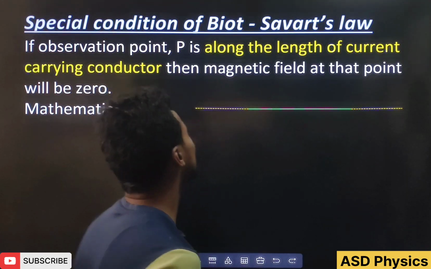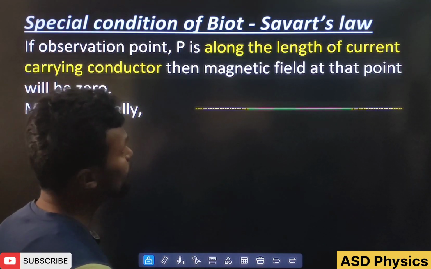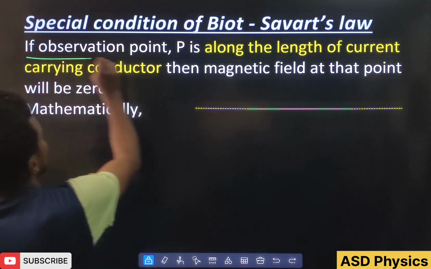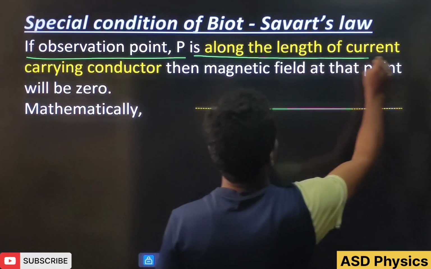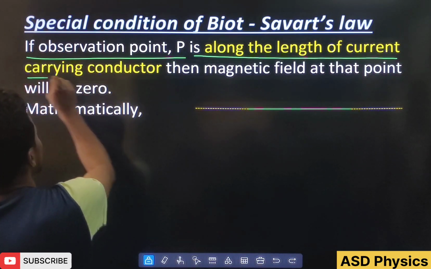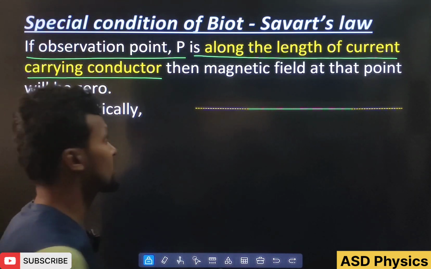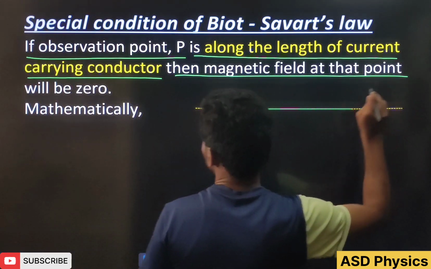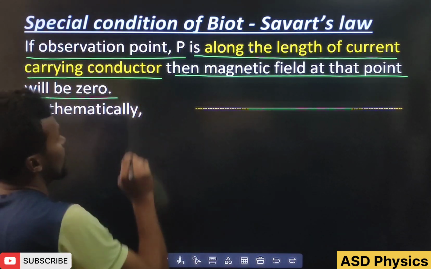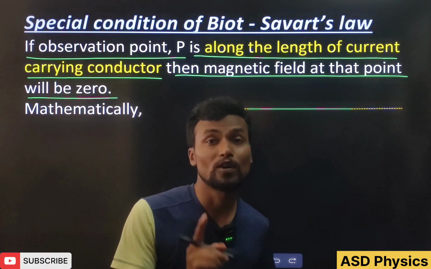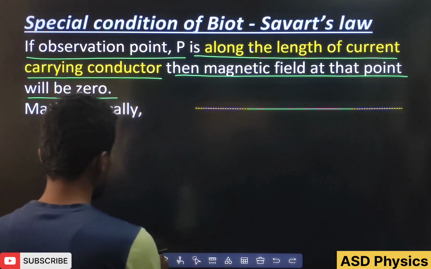See here, special condition of Biot-Savart law. If observation point P is along the length of a current carrying conductor, again I am telling, along the length of a current carrying conductor, then the magnetic field at that point will be 0. How can I tell that here, students?